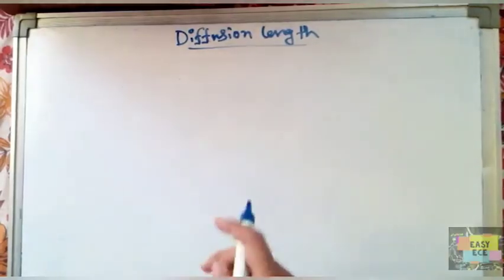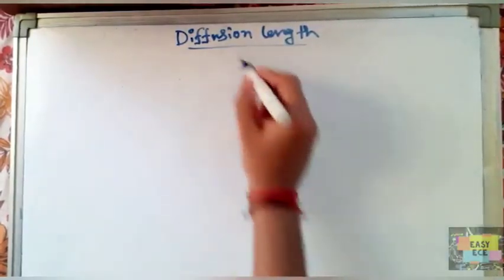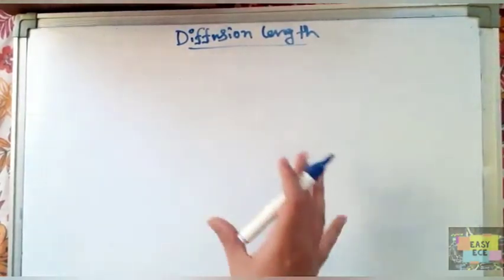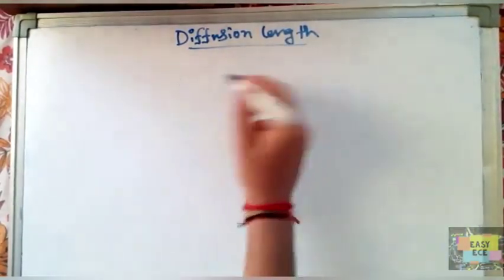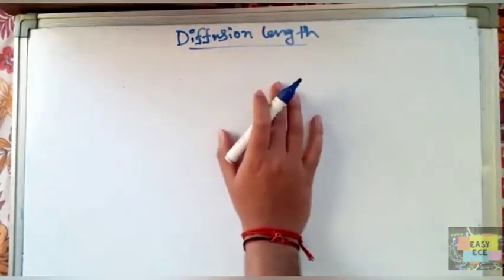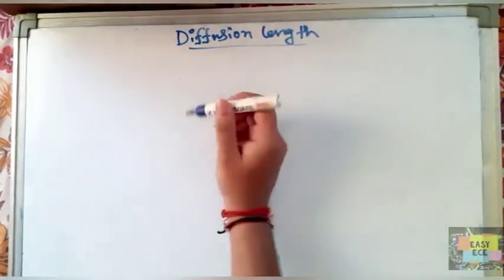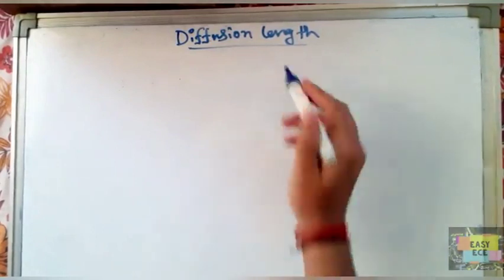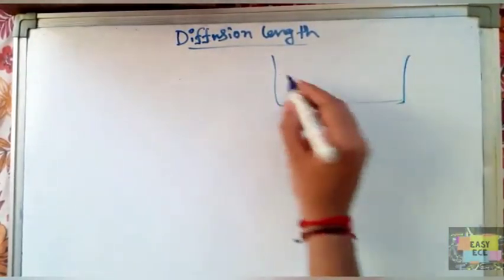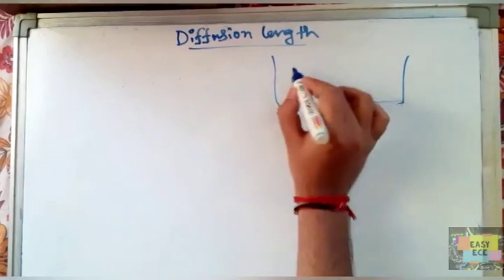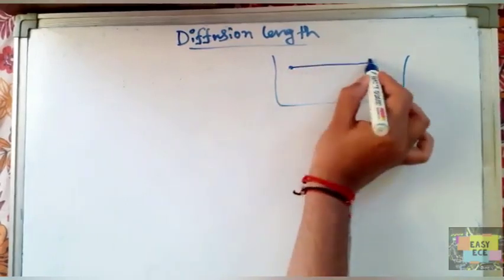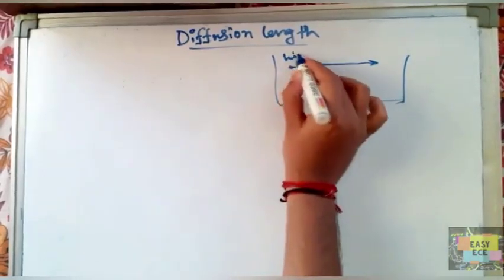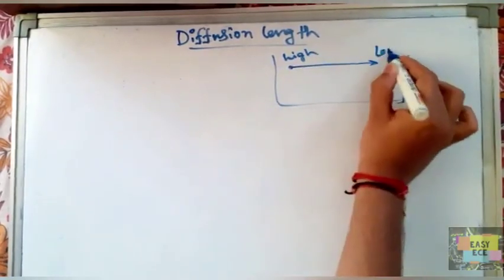So in this video, I am talking about the diffusion length. That is the length of the diffusion. We know that is the diffusion process. What is the diffusion process? That is, if we include the impurity atoms or electrons or holes in a semiconductor, then the charge carriers move from higher concentration to lower concentration.